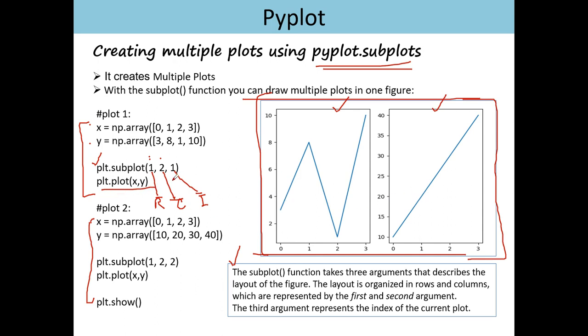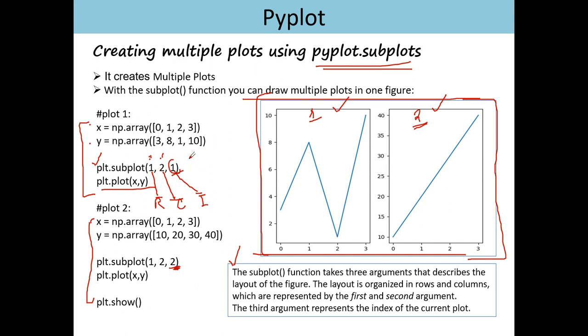This signifies that there will be two rows, and in each row a single plot, and one is the index. So this is your 1 and this is your 2. This 2 signifies that this is plot number 2, and this 1 signifies that this is plot number 1. Got it? So a question can be asked: what is the third argument in a subplot, which refers to what?